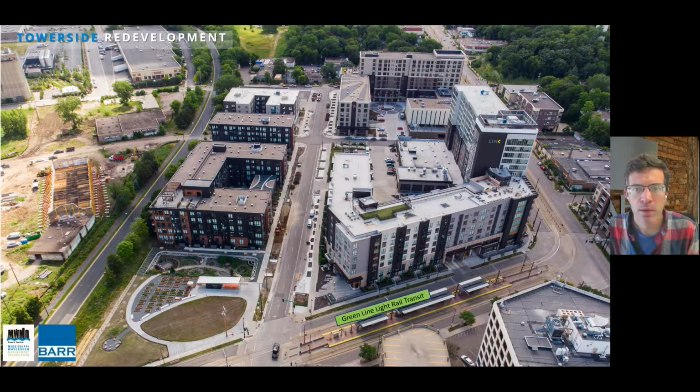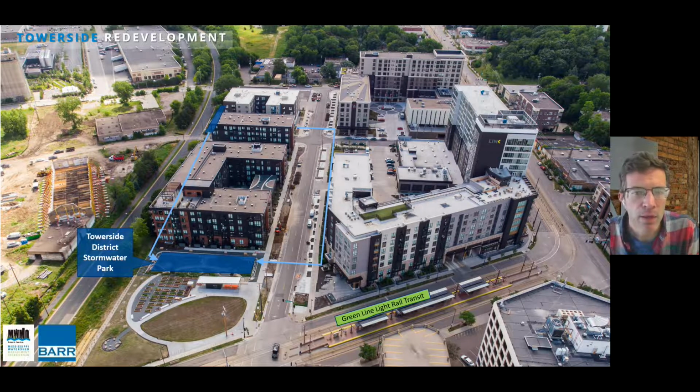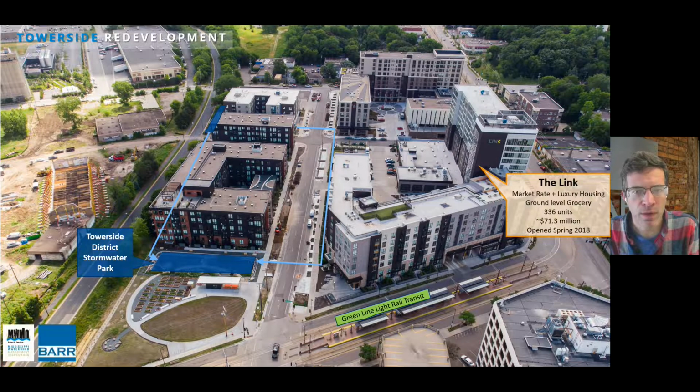So I'll step through here. First, the Green Line light rail transit line came in. That was the first driver. Then in 2016, we built the core of the district stormwater management system, shown in blue there. You can see the pipes connecting each of the developments, and two large rain gardens were constructed to clean all the runoff. And then the buildings started to come in and tie in to the system.